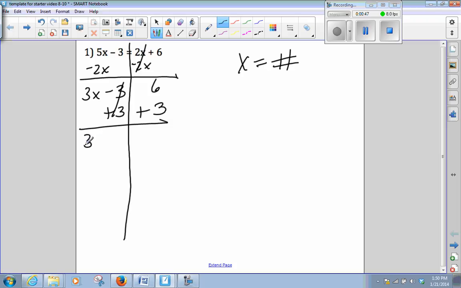That's going to leave me with 3x over here and then 9 on the other side. This 3 sitting next to the x means that it's multiplication. I'm going to undo that multiplication by dividing. So that'll cancel and leave me with an x. Divide this side by 3. X is equal to 3.